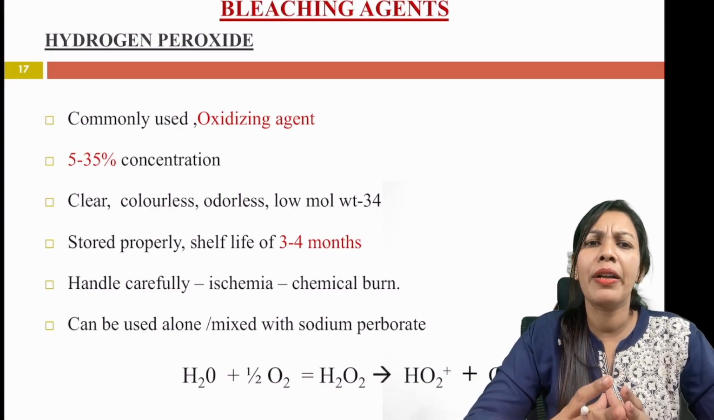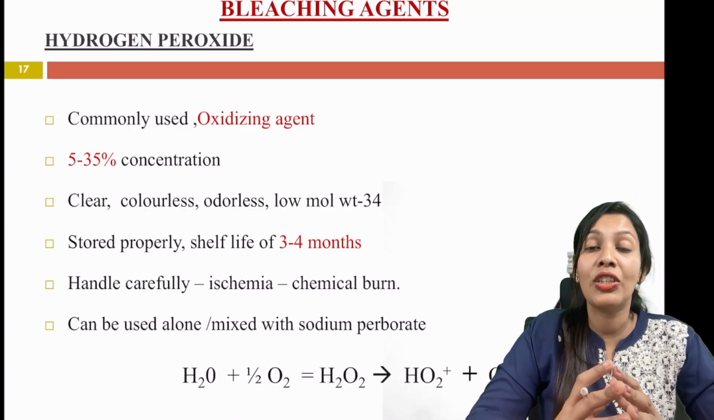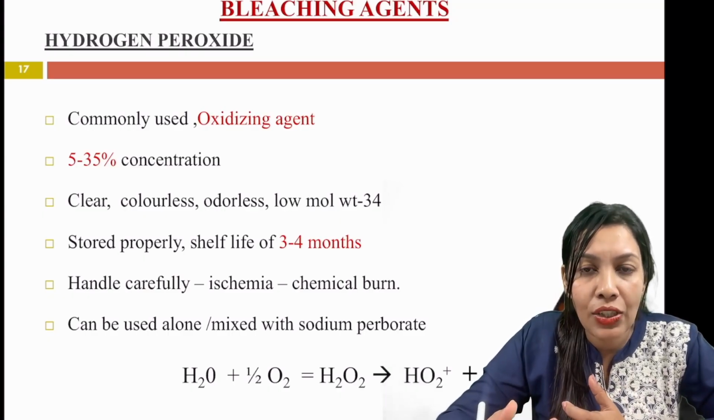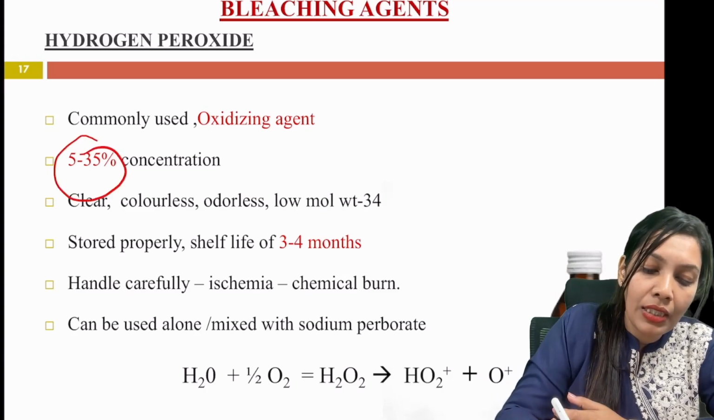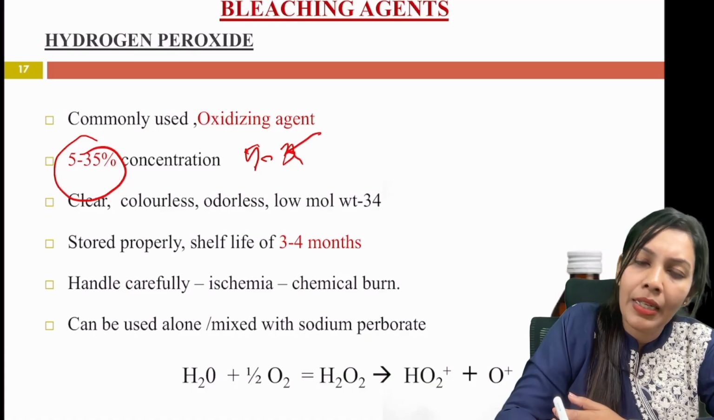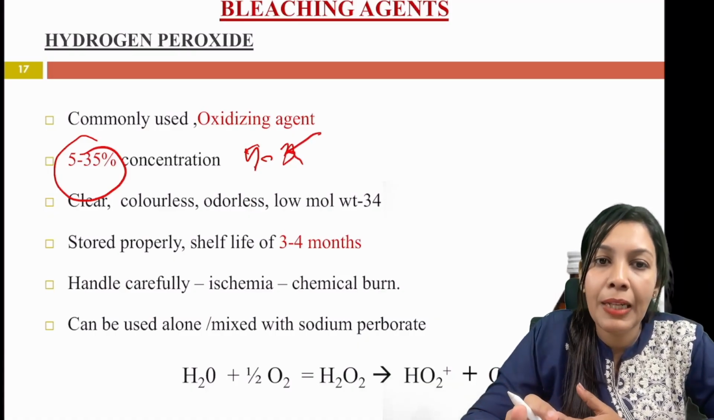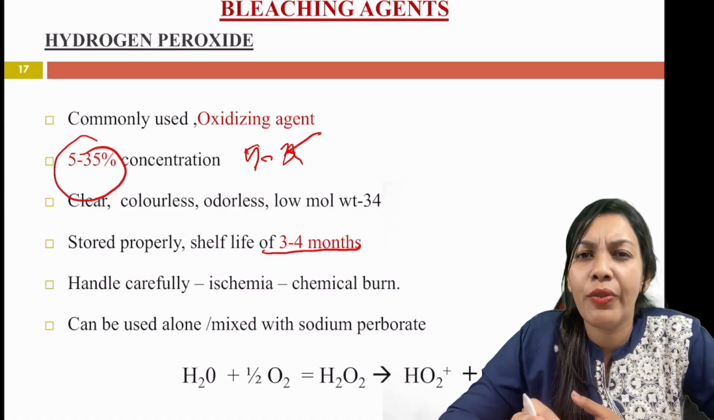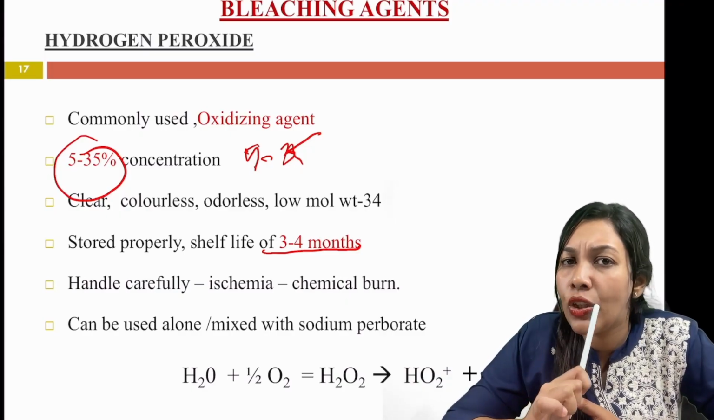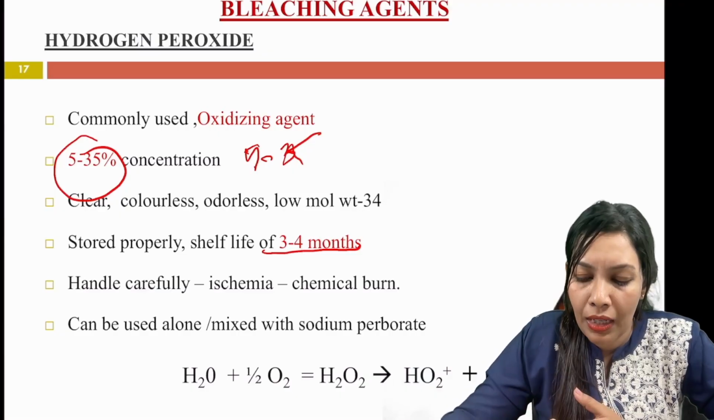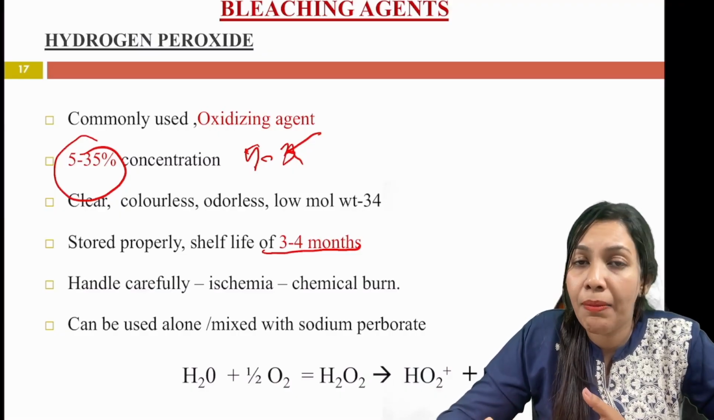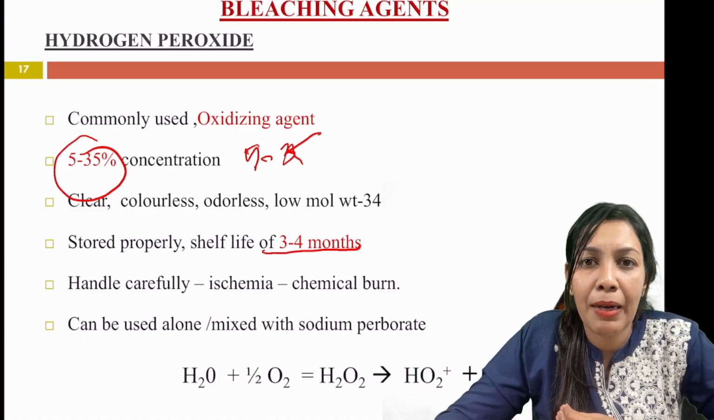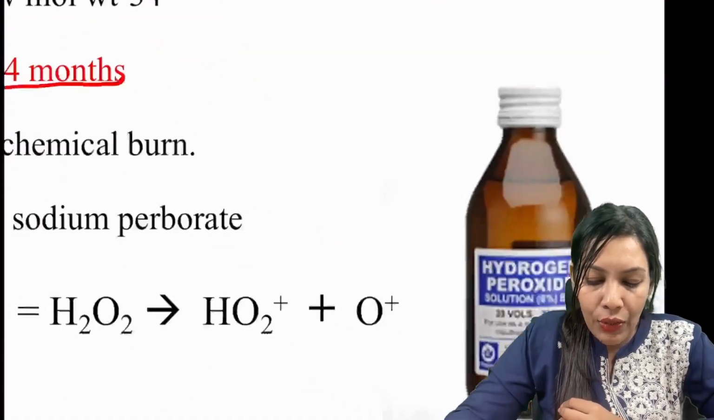Hydrogen peroxide, H2O2, is one of the most commonly used bleaching agents. It is again an oxidizing agent. Very important: the concentration ranges from 5 to 35 percent. It is a clear, colorless material and has a shelf life of about 3 to 4 months. We have to handle it very carefully. If we are not properly isolating the gingiva while bleaching, it might cause necrosis, slight irritation, burns, ischemia, etc. So this is what happens.